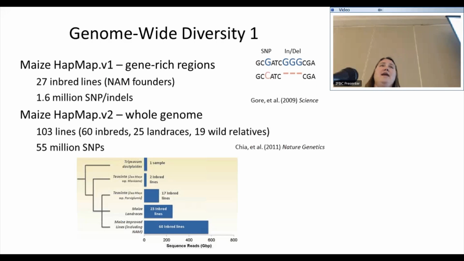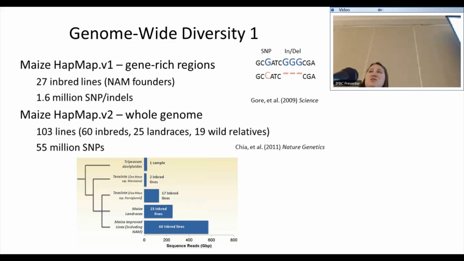So looking at the diversity on a genome-wide scale, the Maize Diversity Project a few years ago did some large-scale genotyping, sequencing in 27 inbred lines. These are the NAM founders that I'll talk about later. And in looking at just the gene-rich regions, we found 1.6 million SNPs, or indels, among these 27 lines. Remind you that the difference between a base pair difference here is a SNP, and the insertions and deletions are indel markers. So among 27 lines, we have 1.6 million SNPs.